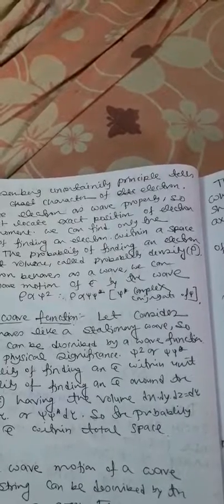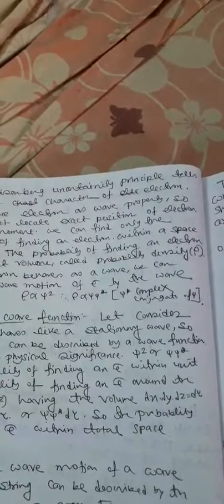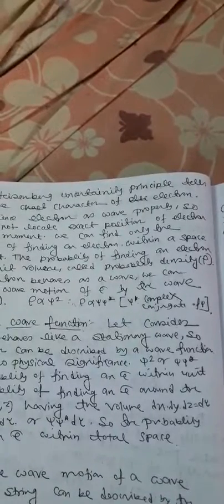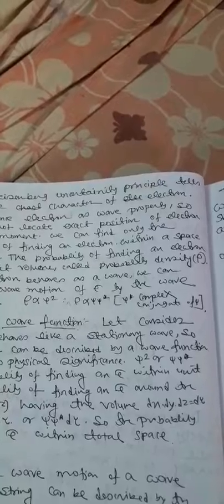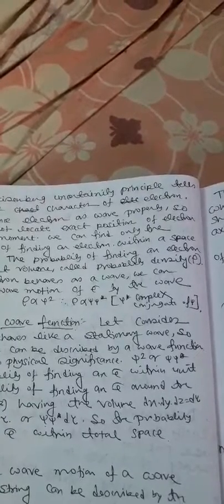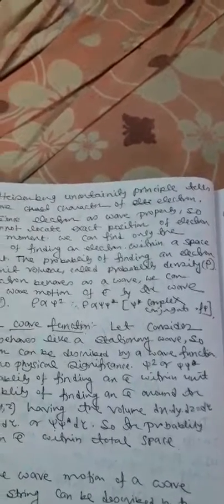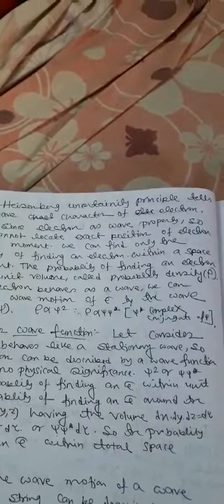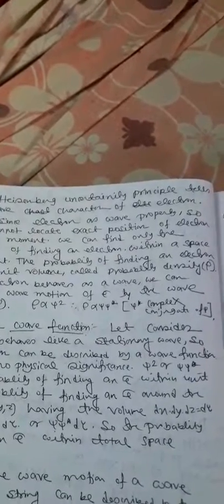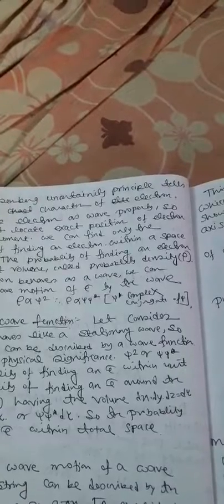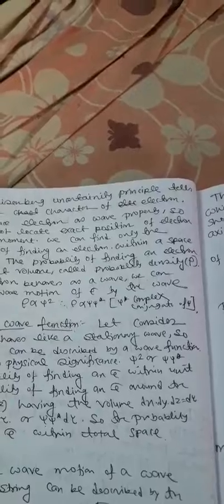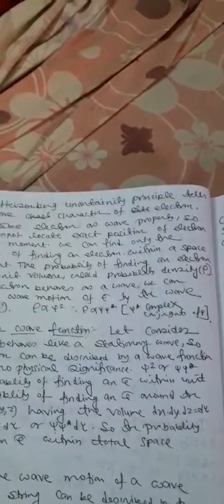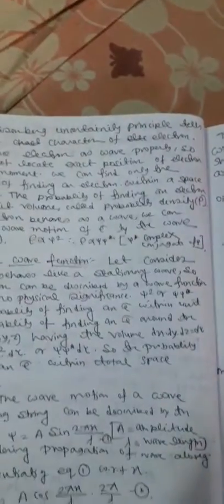Only finding the probability of finding an electron within a space. Now this probability of finding an electron within unit volume, the probability we call probability density, and this probability density is represented by rho, and now this rho is directly proportional to the wave motion, and the wave motion of an electron can be represented by a wave function. So wave function is denoted by psi, so rho is proportional to psi square and rho is proportional to psi star.